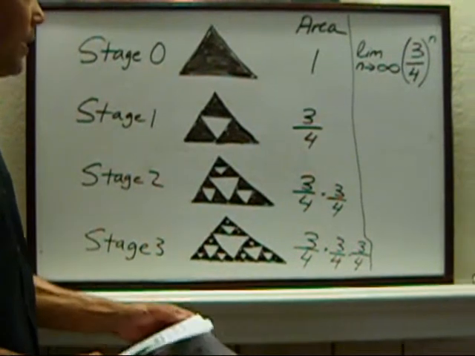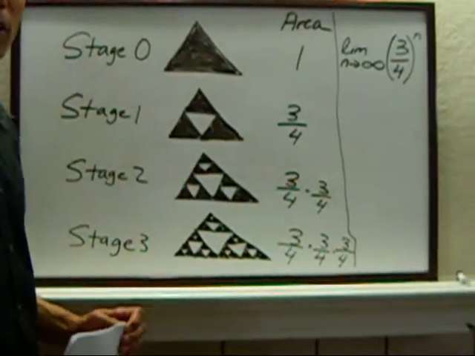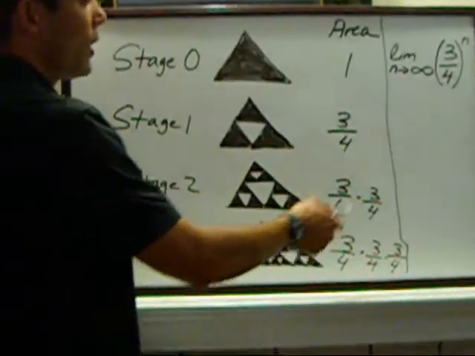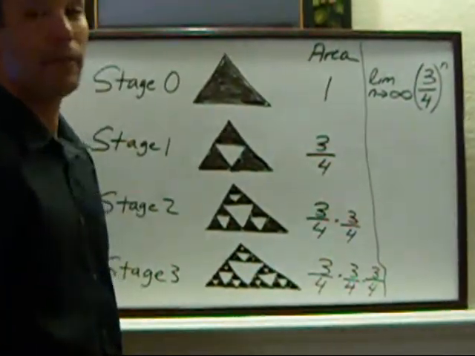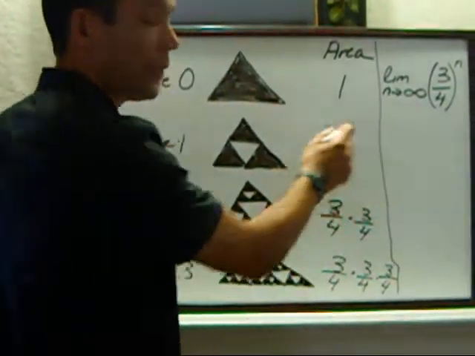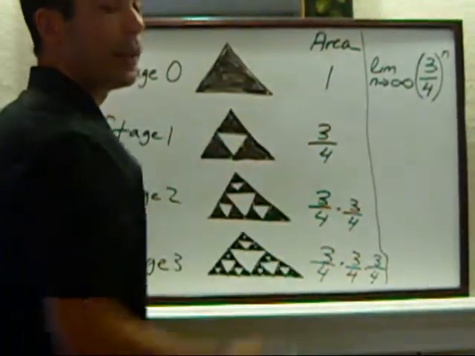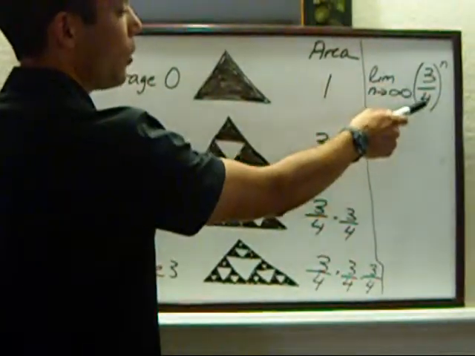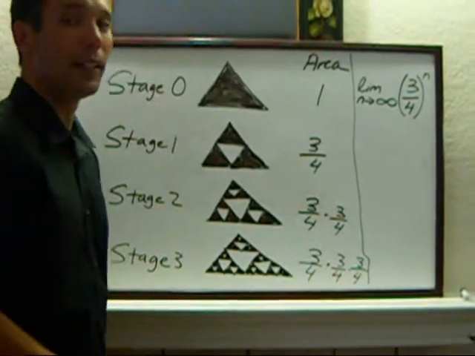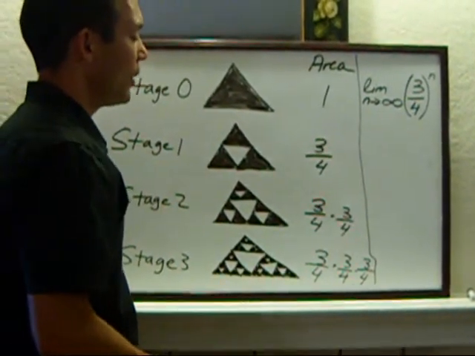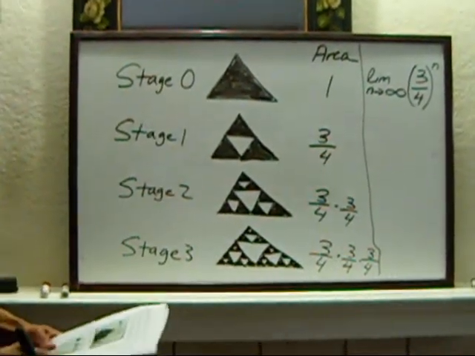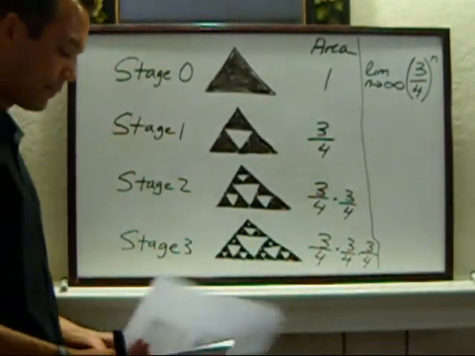So, how do we write this and generalize what's going on here? Well, you can write it like this. Here's our formula. And that would be the limit as n goes to infinity, and this is the symbol, as we said, for infinity, the sideways 8, of 3/4 to the nth power. So each power is what it's increasing by. So 3/4 to the second power, and then to the third power, and on and on and on.